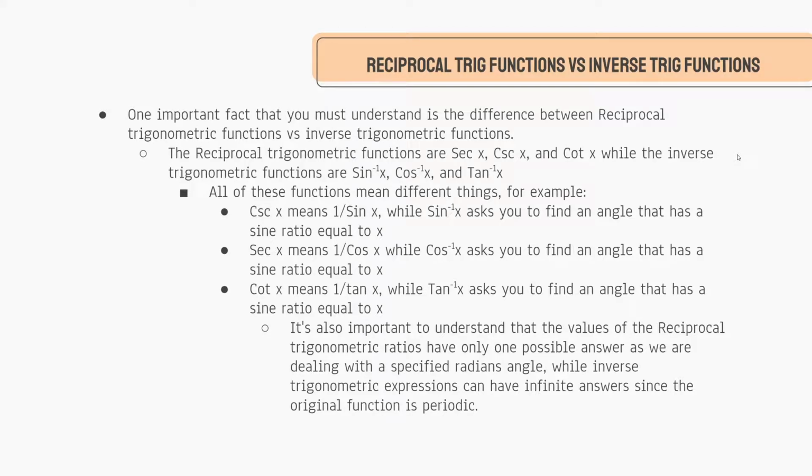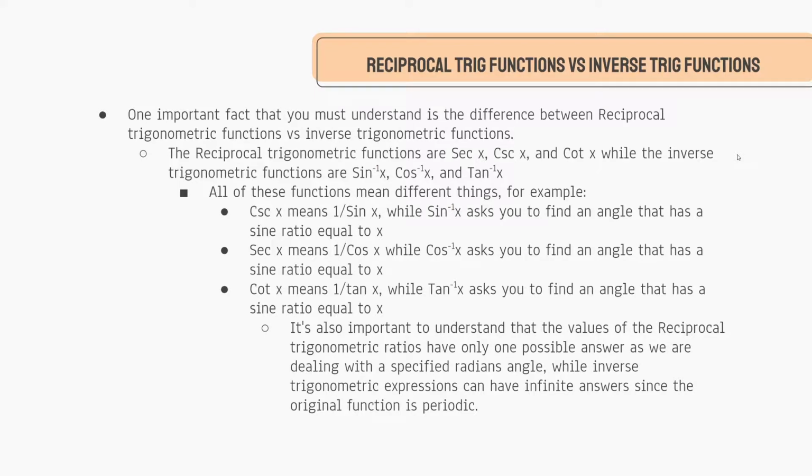Secant or cosecant of x means 1 over cosine or sine of x, while sine inverse of x is actually asking you a question which makes you find an angle that has the sine ratio equal to x. So for example, if you were told to find what sine inverse of 1 over 2 is, you're trying to find the x value where sine of x is equal to 1 over 2.